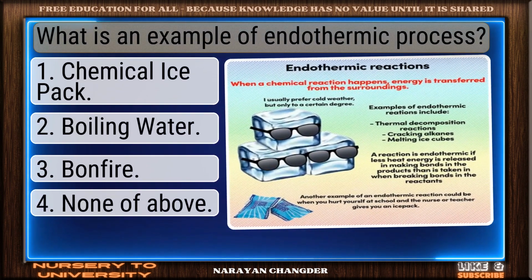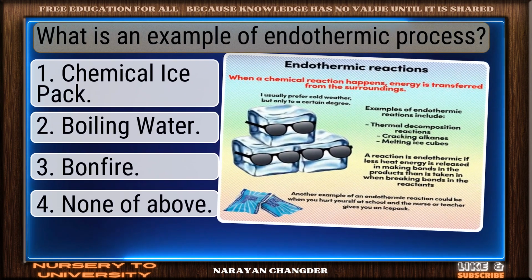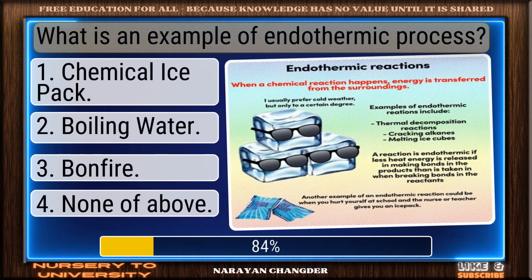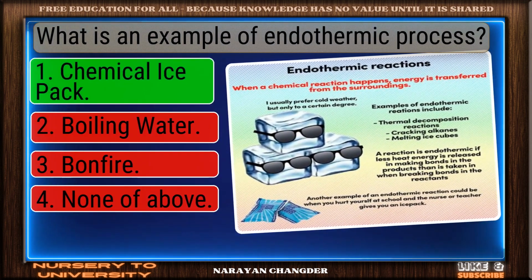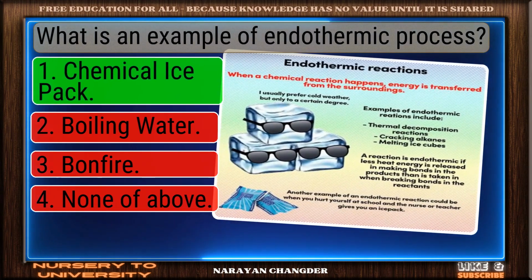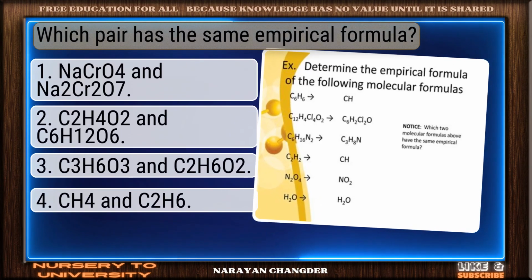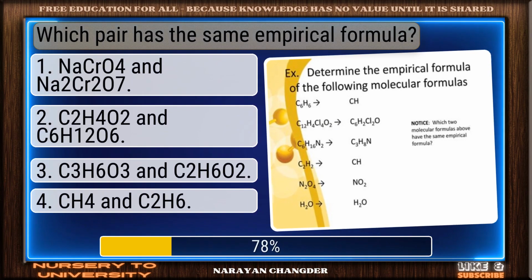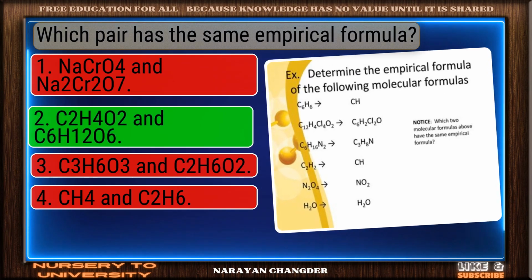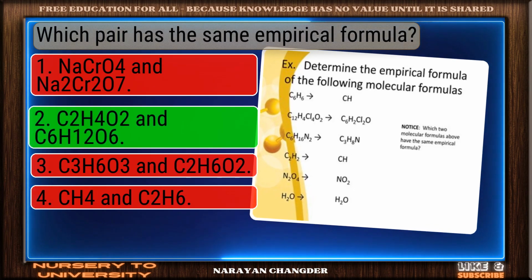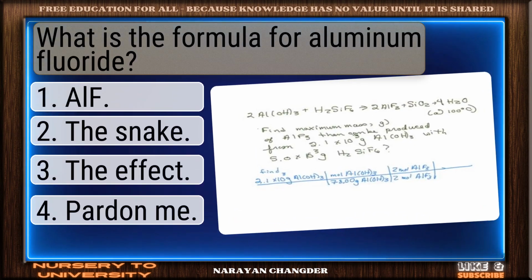What is an example of endothermic process? Well reasoned. Chemical ice pack is the correct choice. Which pair has the same empirical formula? Good job. Your answer works well here. What is the formula for aluminum fluoride?